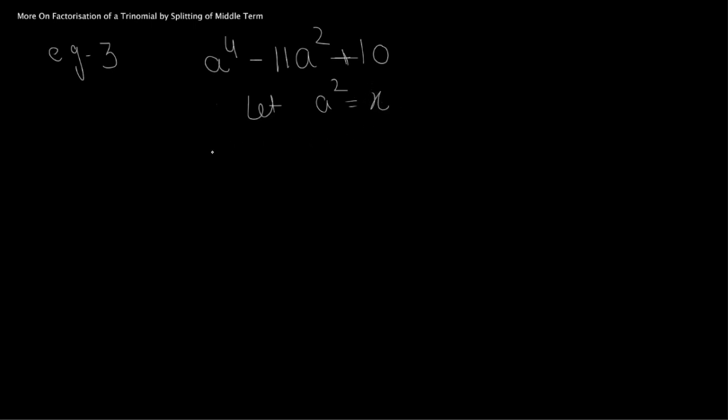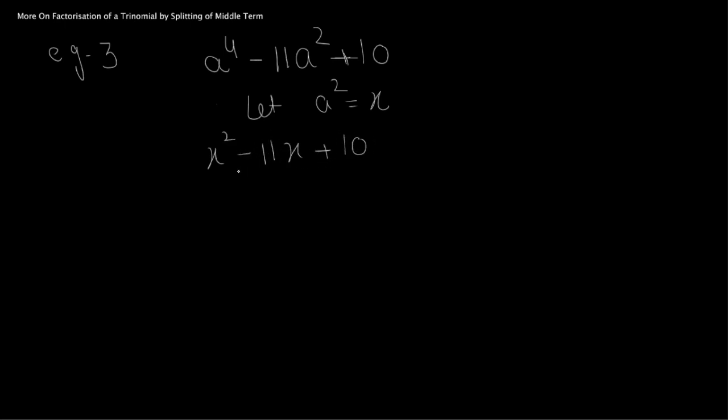Let's take one more example. This time, instead of a quadratic, let's take an equation with the power 4, which is more complex than a quadratic. But we can convert it to a quadratic by substituting a square as some other variable. Let's say a square is equal to x. So a raised to power 4 will become x square minus 11x plus 10.